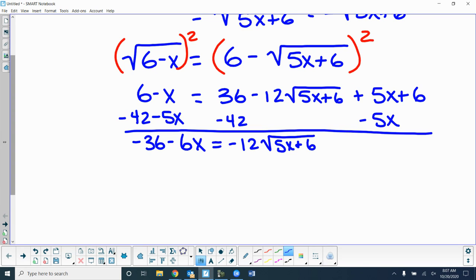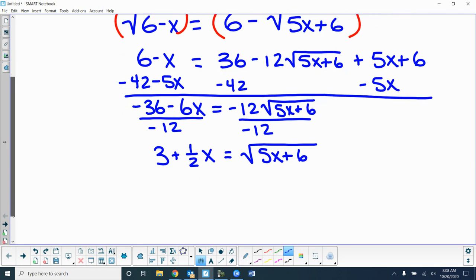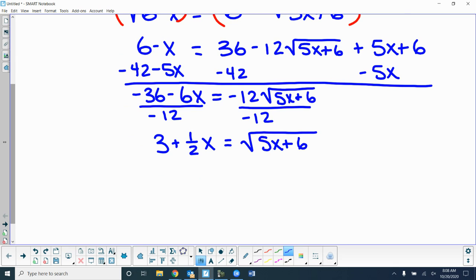So, we could take this 12 over. I guess we can do that. Let's do this, see if we make it easier. I don't know if that makes it easier for you or not, though. Negative 36 divided by negative 12 is 3, and negative 6 divided by negative 12 is a positive 1/2. X equals 5x plus 6. So we're getting a fraction in there. I don't know if you guys like that or not. Okay?